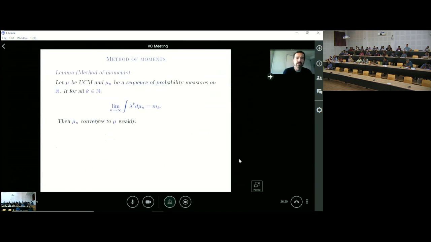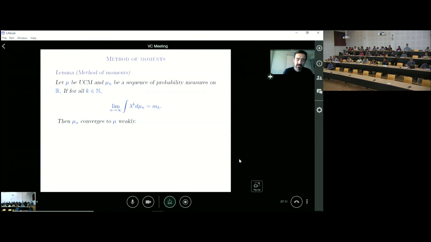Once you know that your measure is uniquely characterized by its moments, the method of moments in probability theory tells you the following. You take mu n, a sequence of probability measures. If the limit of the k-th moments of the mu n converges to the k-th moment of mu, where we recall m k is the k-th moment of mu, then mu n converges weakly to mu. If you have never seen that, I'll leave the proof as an exercise.